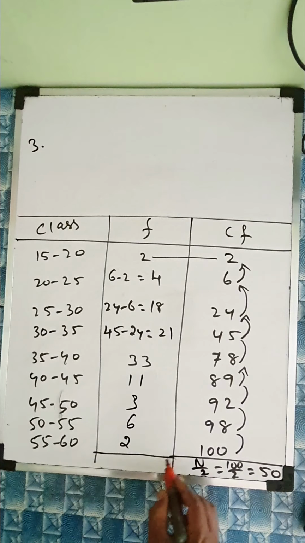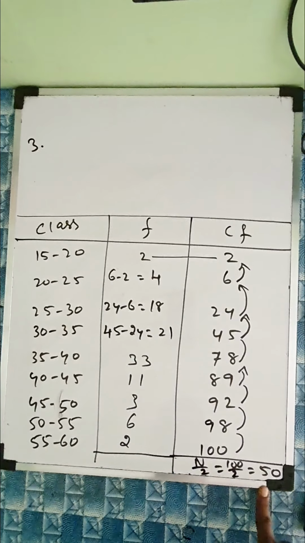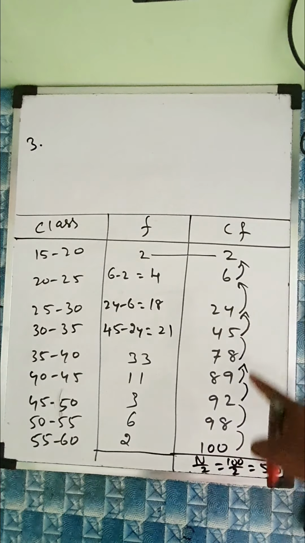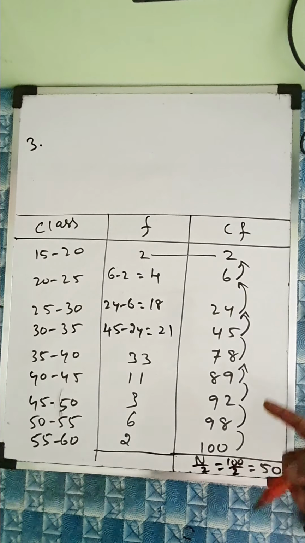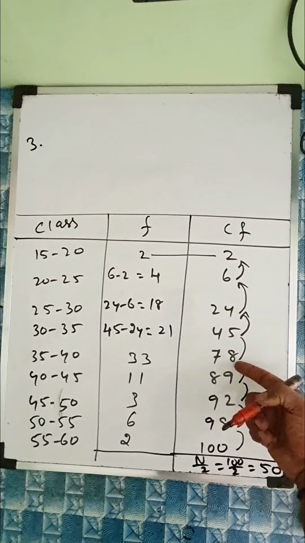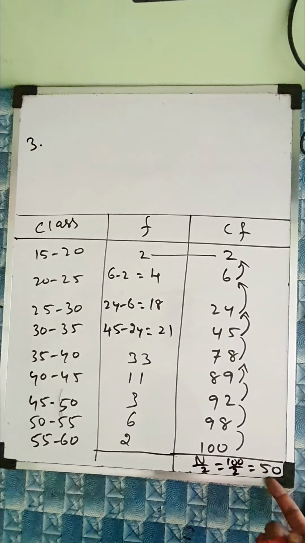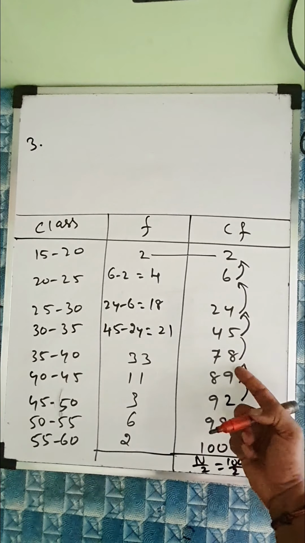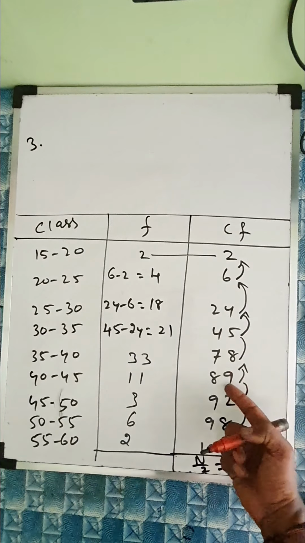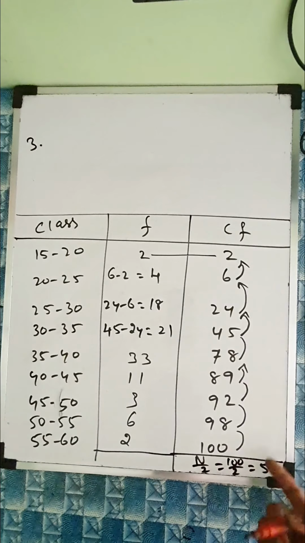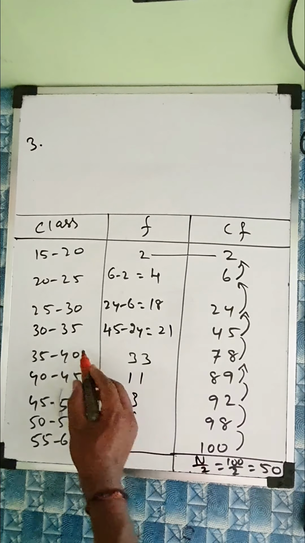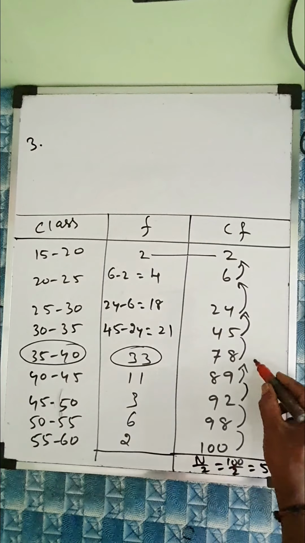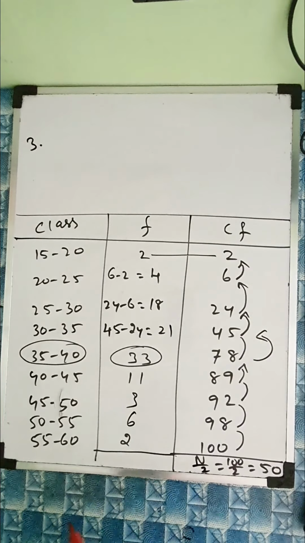Okay, so now you can see the total we got here is 50. 50 means which one will we take in CF? We can't take 45. We'll come to the next one, 78. As I already told you, even if it is 46 we cannot take 45; we'll come to the next one. If it's 79, we also have to come to the next one. So for 50 we'll take 78. So the class is 35 to 40, frequency is 33, and CF is the one before, that is 45.